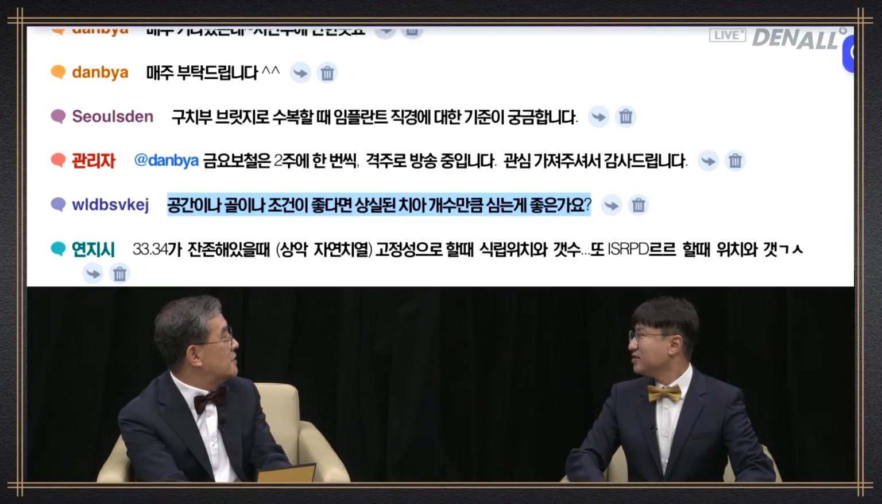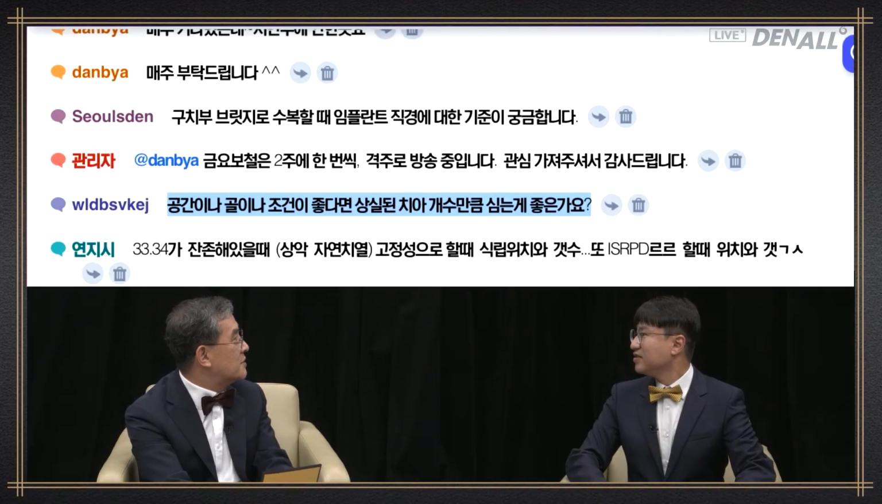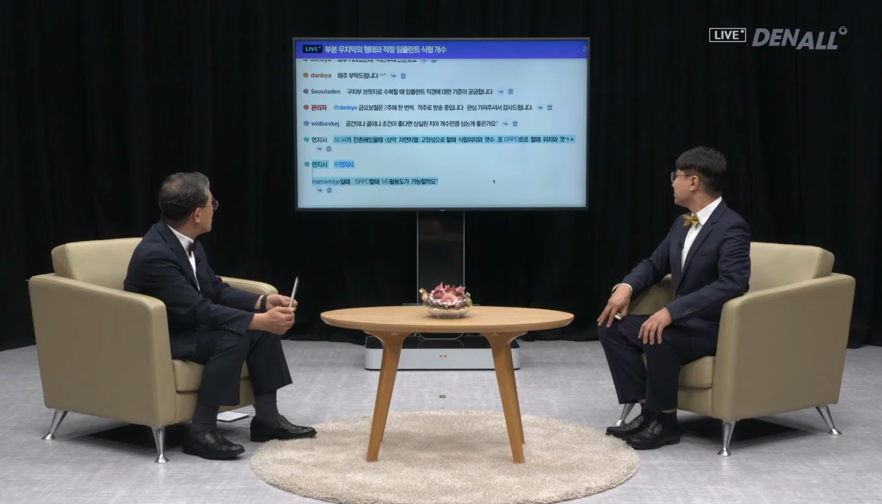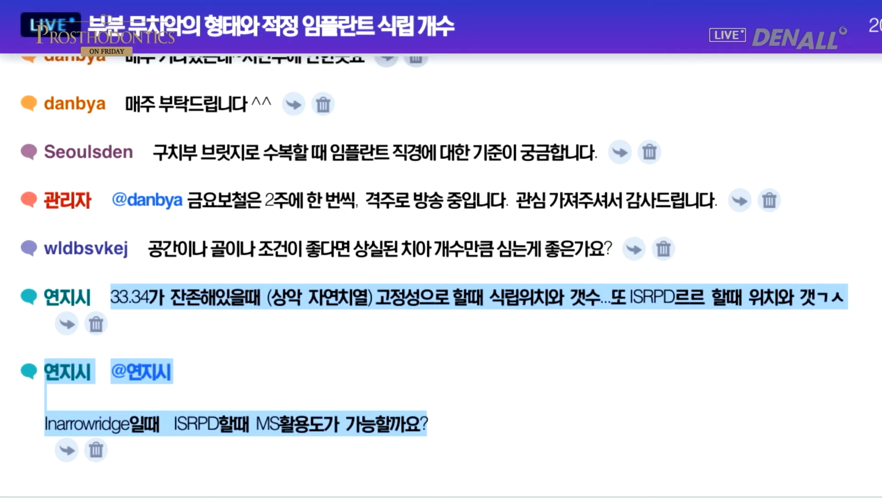Next, ID Yeonji-shi. If 33 and 34 exist, and the upper is natural dentition, when we provide fixed prosthesis, how many implants should I place? And where should I place them?